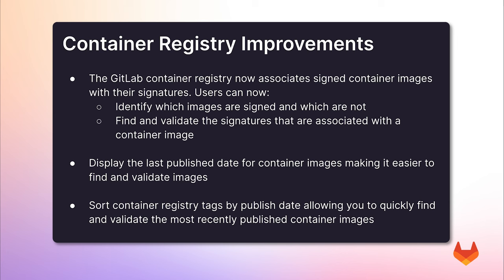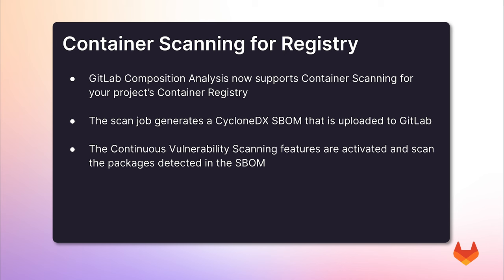The container registry now associates signed container images with their signatures, allowing users to identify which images are signed and which are not, as well as find and validate the signatures that are associated with a container image. Container images also display and can be sorted by the last published date, making it easier to find and validate images. We've also introduced container scanning for registry.